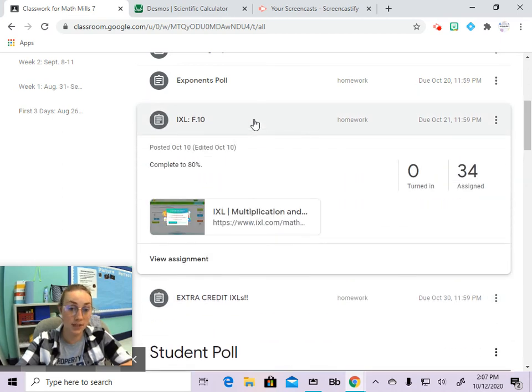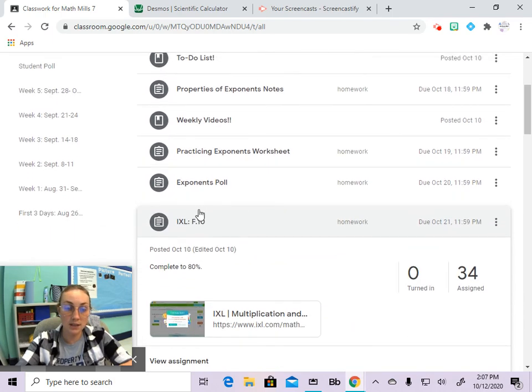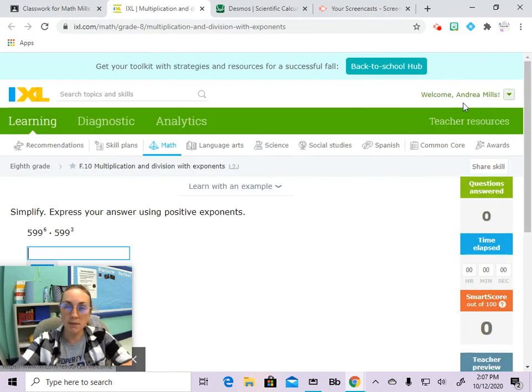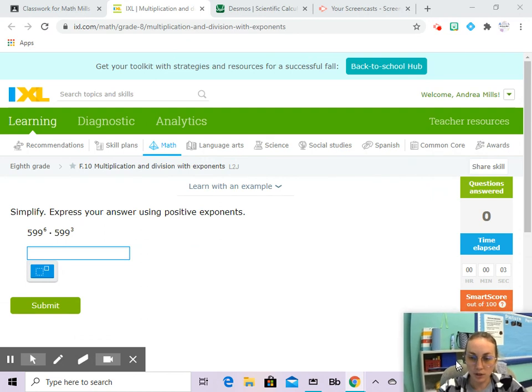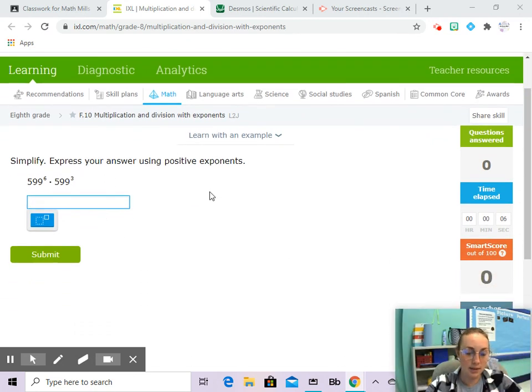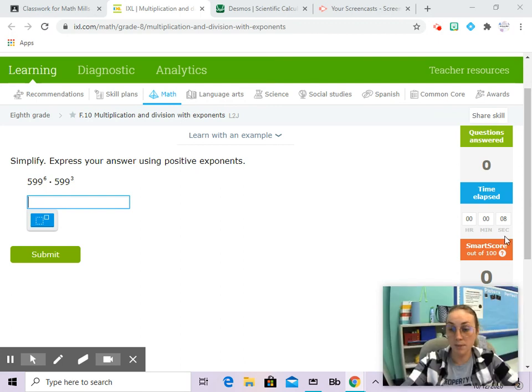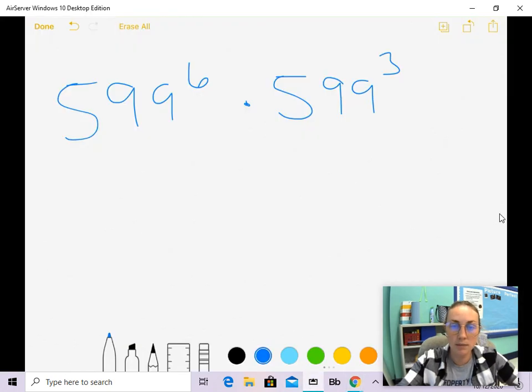But let's focus on F10. So again, you're going to go to week 6, go to F10, and click this link right here that I gave you, and you should be automatically logged in as yourself anyway. So here we are, and the first problem is going to be a multiplication problem. And again, if you're doing a multiplication problem, if the bases are the same, so if you look here, 599 and 599, they're the same number, so the bases are the same. All you have to do to the exponents is add them. Let me show you what I mean.